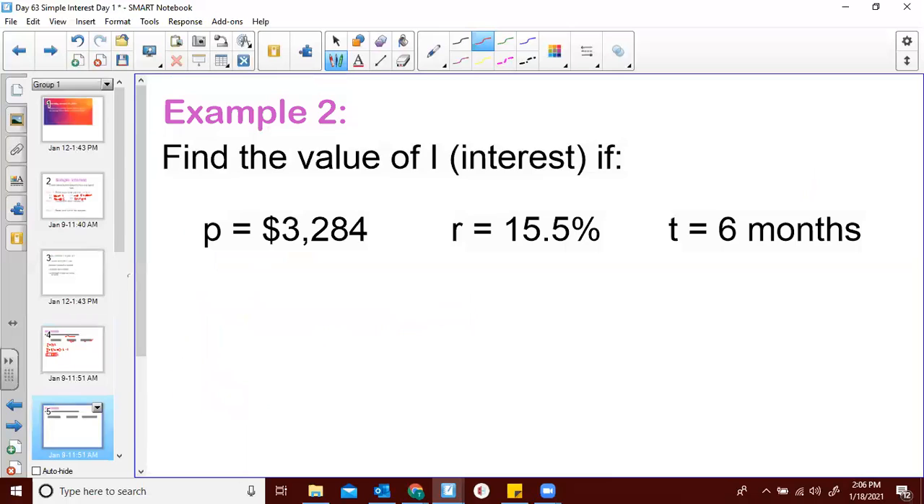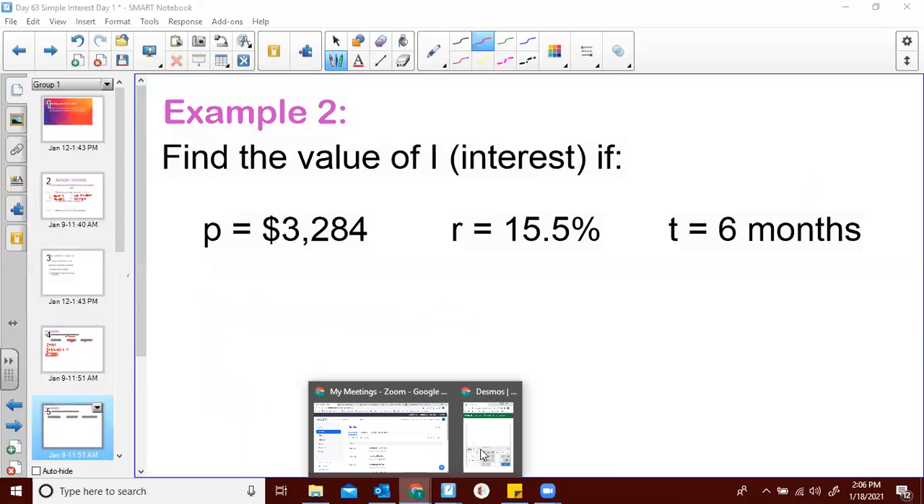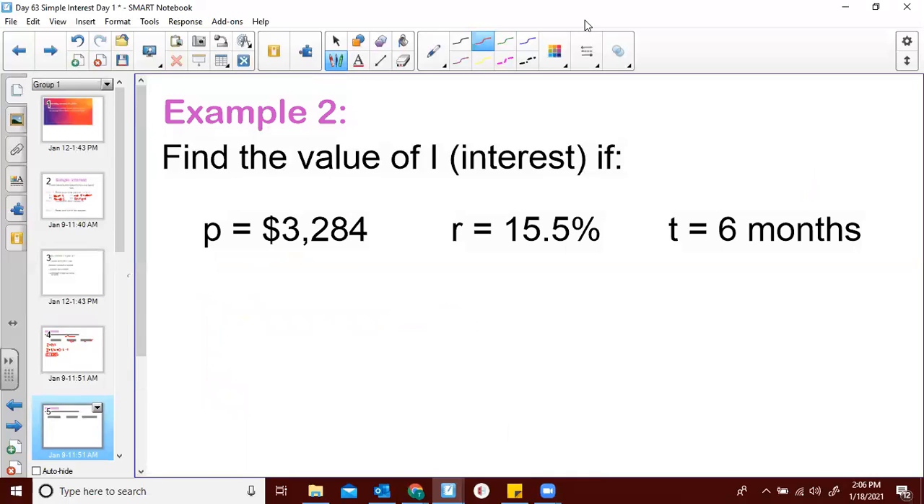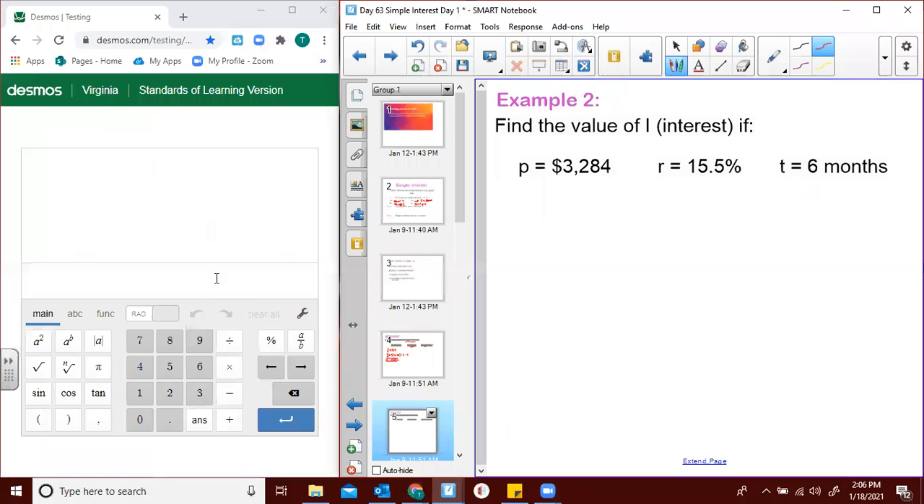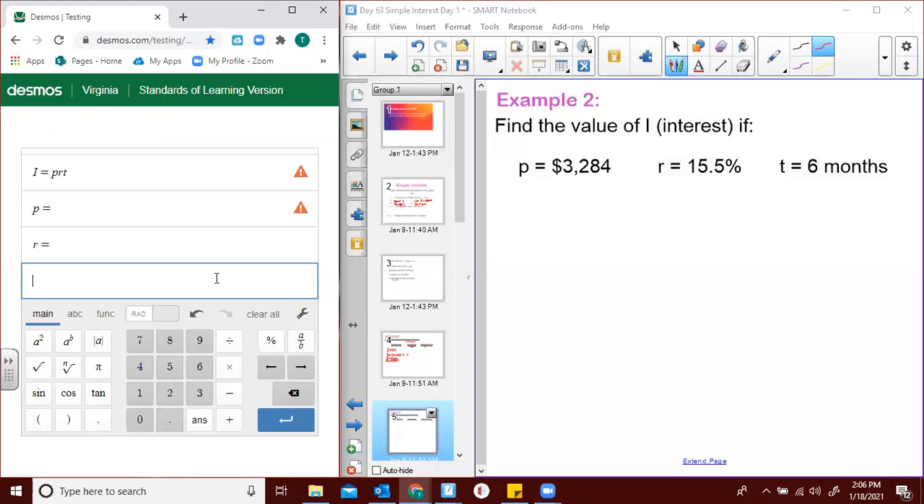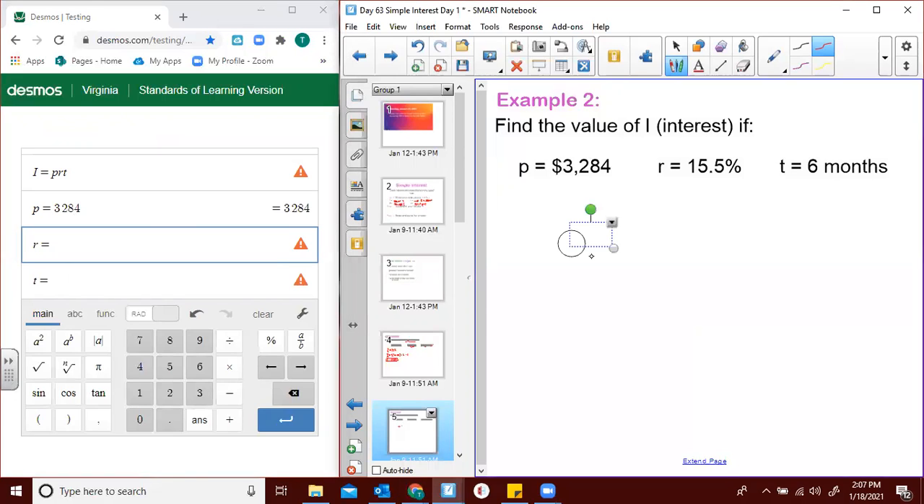Now let me show you a little Desmos trick here. Let's type in capital I equals PRT, and I'm going to type in P equals, R equals, T equals. Let's just put in our P, which was 3,284. Our rate is 15.5%. Well, remember, we want to go 1, 2 to the left, so we actually have 0.155. So put that in.